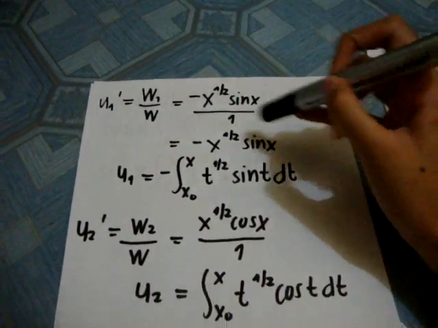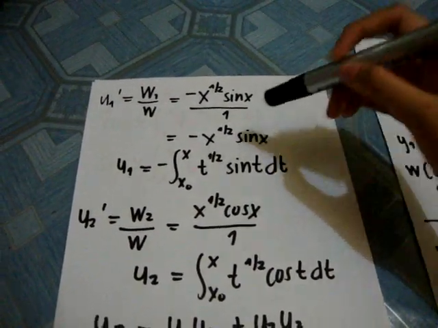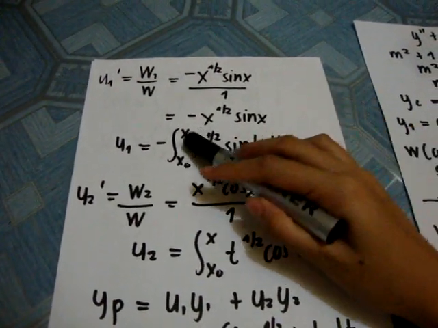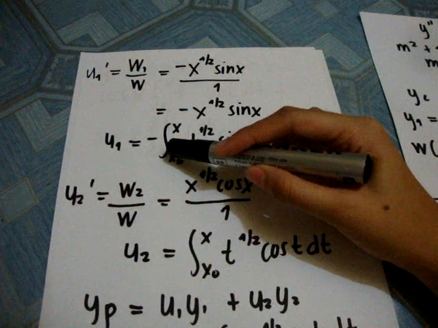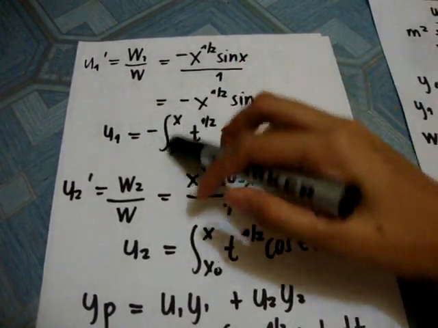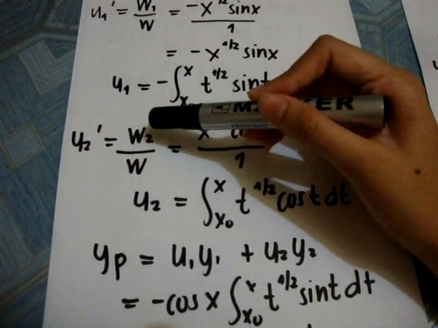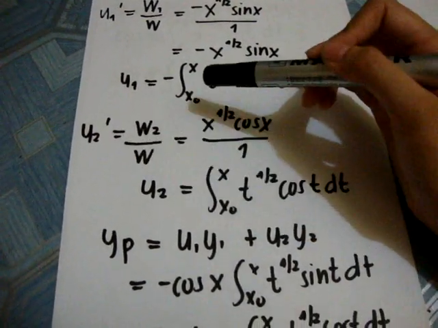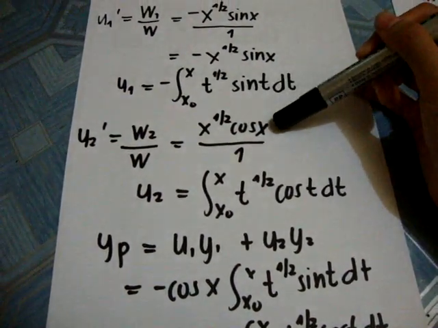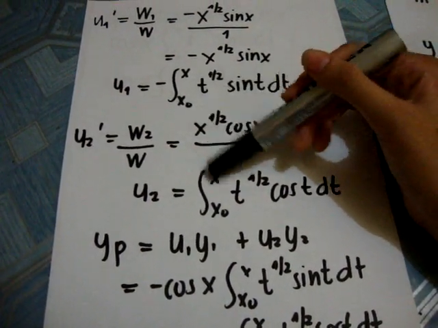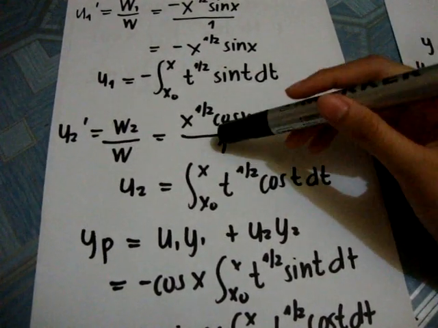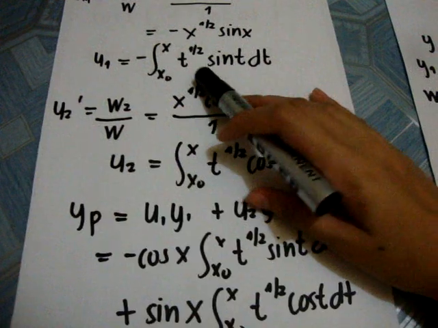We now find its integral, which is equal to the integral of t raised to 1 half sine t dt from the values of x sub 0 and 2x. And our u2 prime is equal to w2 divided by w. Our w2 is equal to x raised to 1 half cos x. Now we integrate this function. We have the integral of t raised to 1 half cos t dt from x sub 0 to 2x.